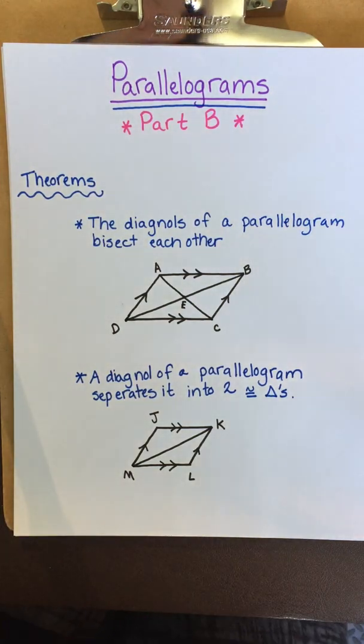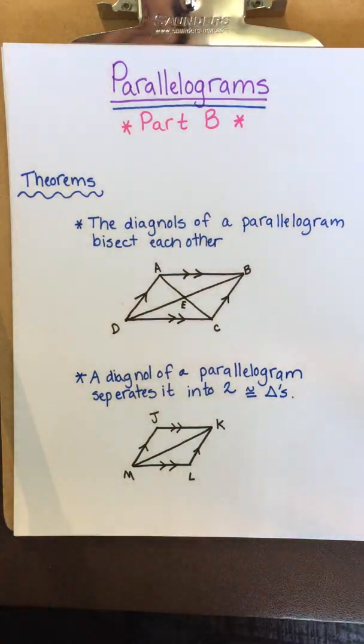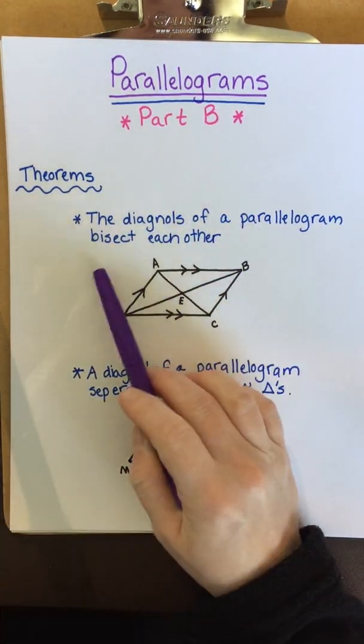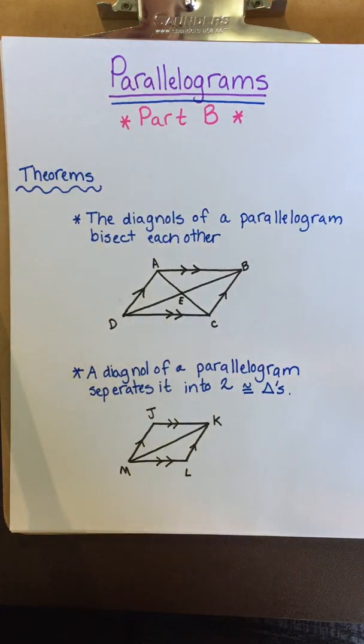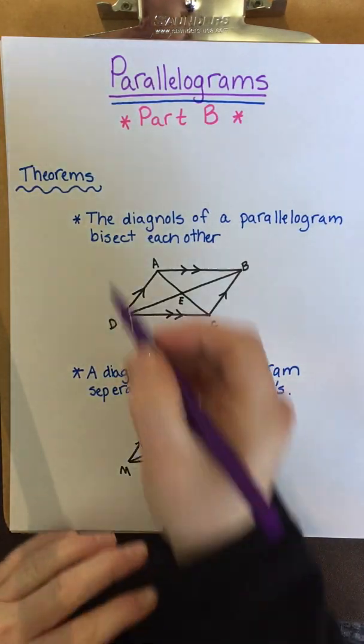Hello. Today we're going to talk about parallelograms some more, and I'm going to call this Part B. We're going to pick up two theorems, and the first theorem says that the diagonals of a parallelogram bisect each other. And remember, we learned bisect means to cut into two equal pieces.